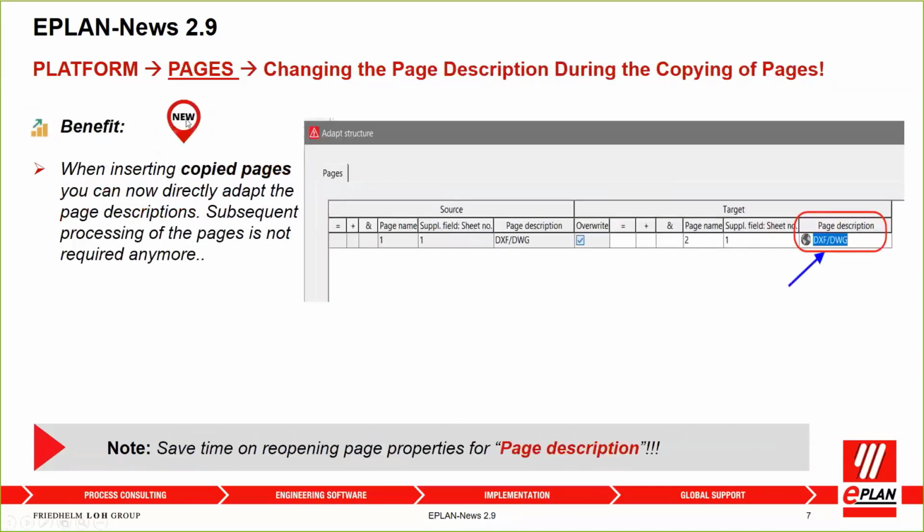Next, changing the page description during the copying of pages. Previously, when you were copying a page and pasting it, you could inherit the page structures, but you'd have to reopen the page and change the page description. In 2.9, that has changed. You now can change the page description on pasting the page. This should save reopening and going to properties and changing the page description. This also works for inserting page macros.